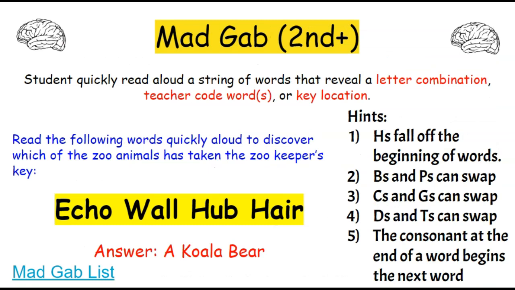MadGab puzzles are appropriate for second graders and above. They are mental type puzzles, so they will work for a digital or physical breakout. Students quickly read aloud a string of words that reveal a letter combination, teacher code word, or key location.